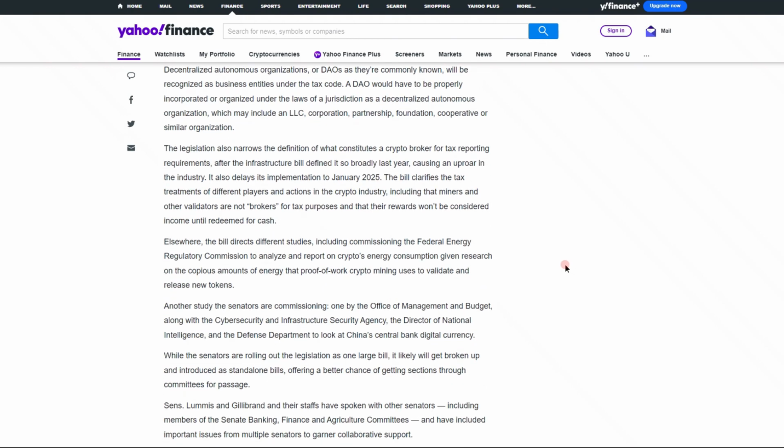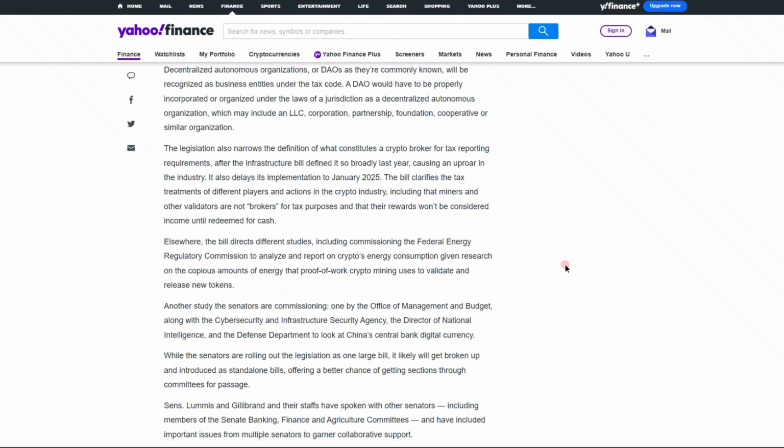The legislation also narrows the definition of what constitutes a crypto broker for tax reporting requirements, after the infrastructure bill defined it so broadly last year, causing an uproar in the industry. It also delays its implementation to January 2025. The bill clarifies the tax treatments of different players and actions in the crypto industry, including that miners and other validators are not brokers for tax purposes, and that their rewards won't be considered income until redeemed for cash. And that makes sense.